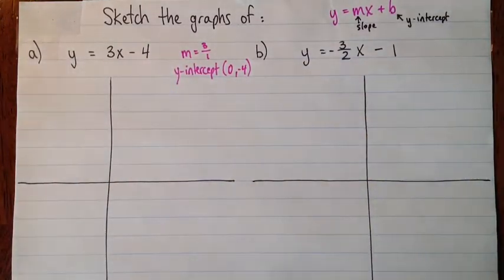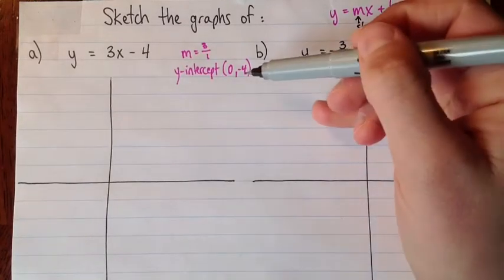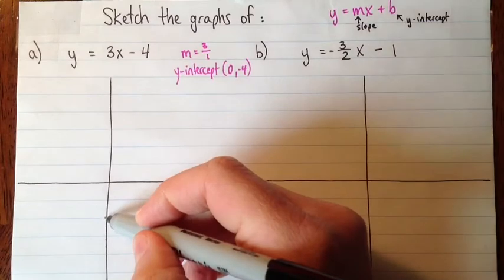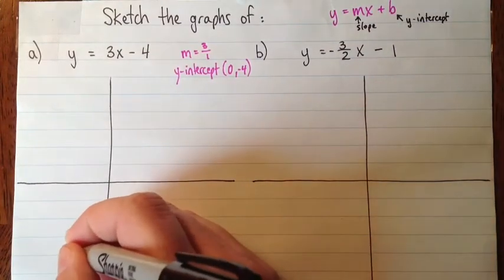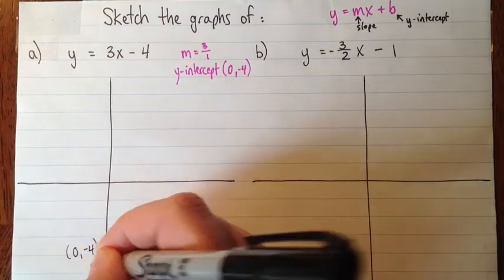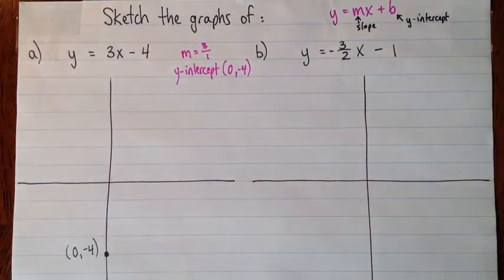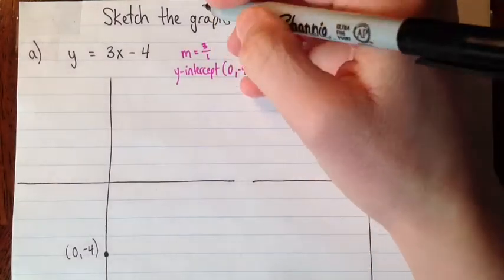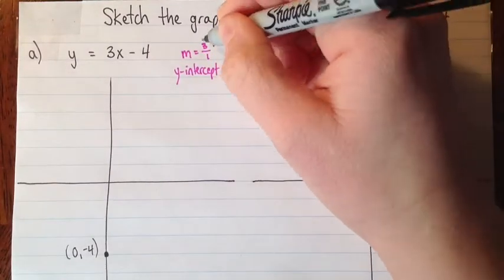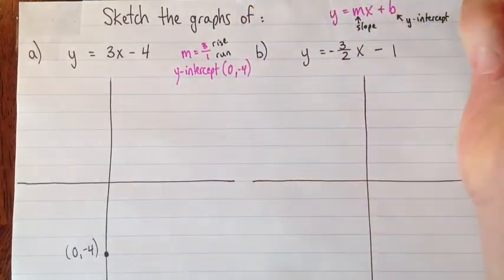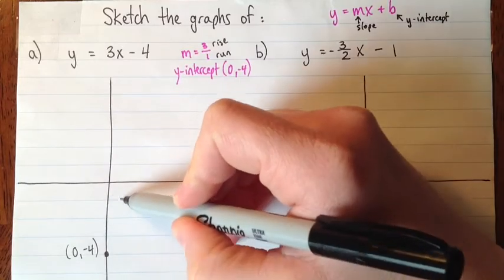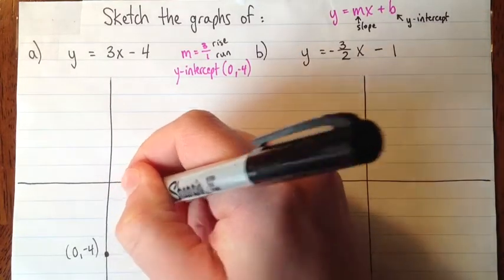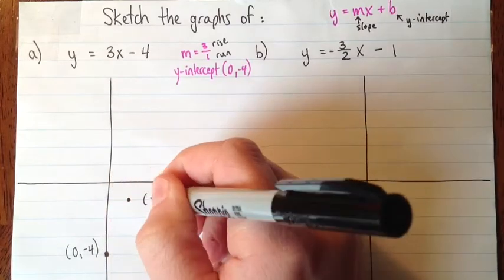Okay, so to sketch a line, we always need to start with a point. And in this case, the point that we've got is the y-intercept. So I'll put a point right here. So here's the point 0, negative 4. Alright, now to get the next point, I'm going to use the slope, and I'm going to go up 3, and then over 1. So I'll start at the point that I know. 1, 2, 3, and then 1 over.